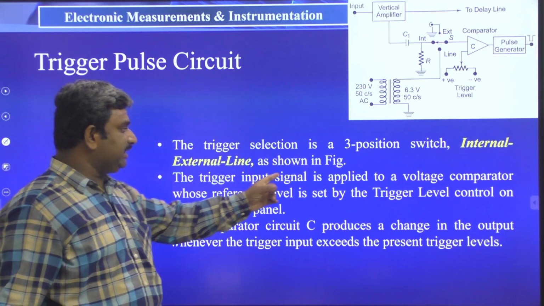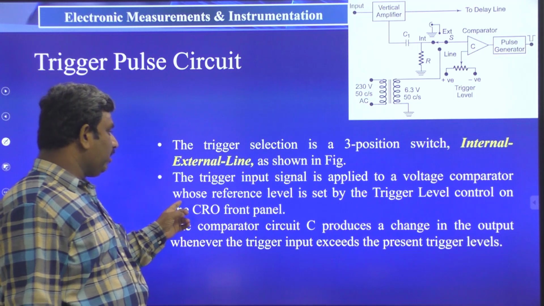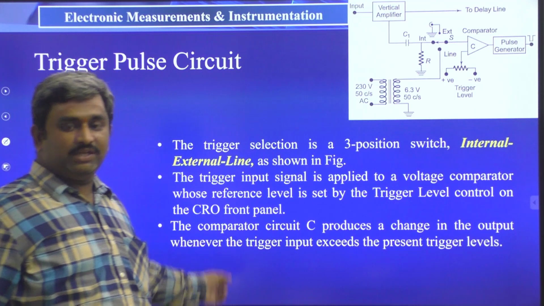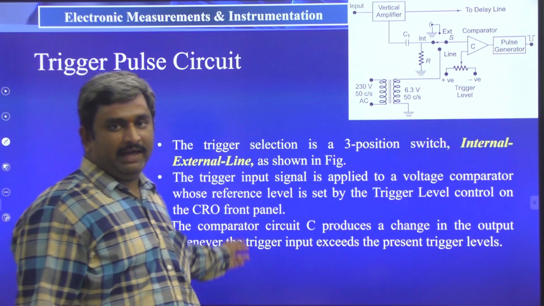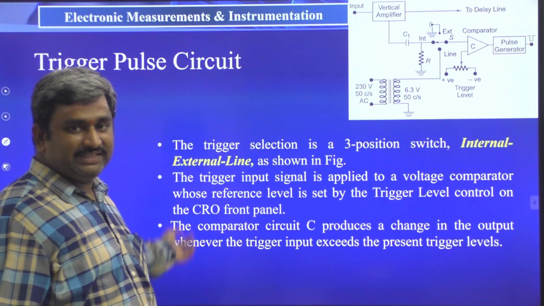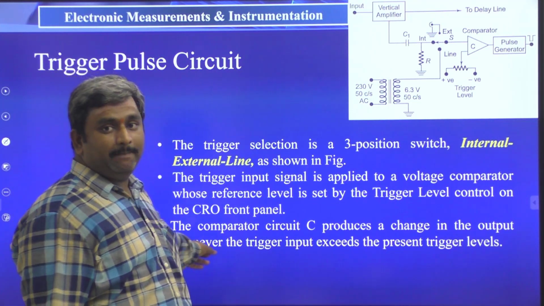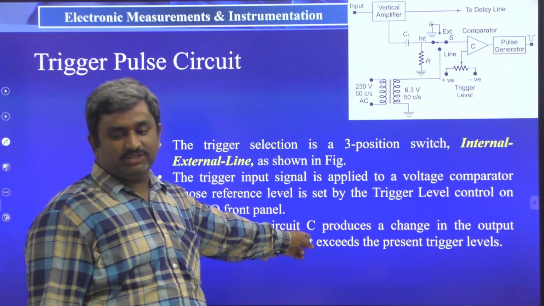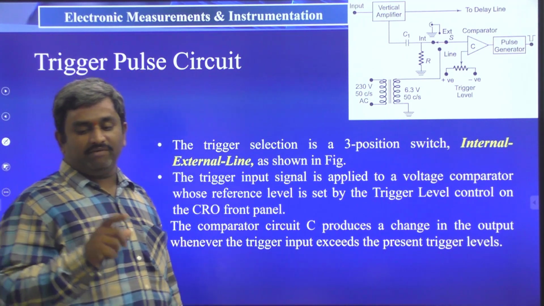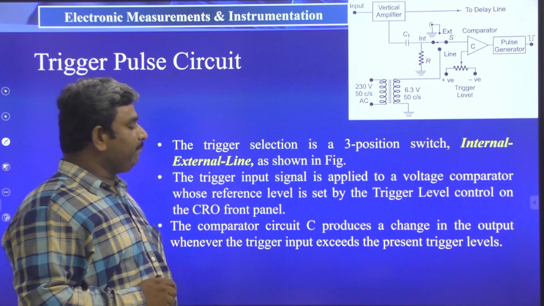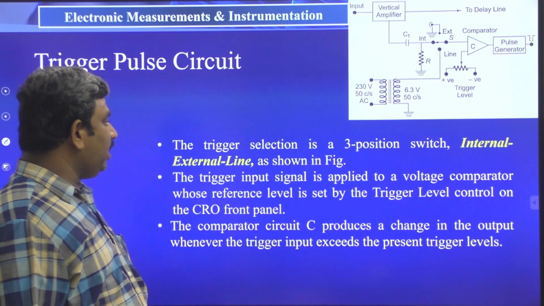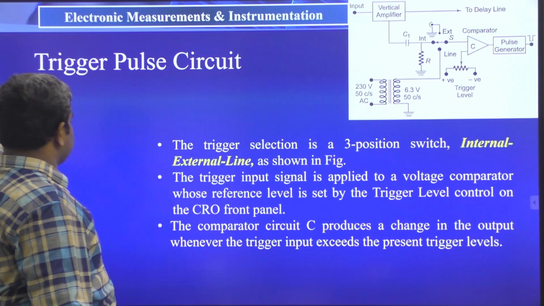The trigger input signal is applied to a voltage comparator whose reference level is set by the trigger level control on the CRO front panel. Okay, so this triggering input we connect at the input panel, that is, the information comes externally. The comparator circuit produces a change in the output voltage whenever the trigger input exceeds the preset trigger level. Whenever the input voltage levels are exceeded, it will give different types of outputs.